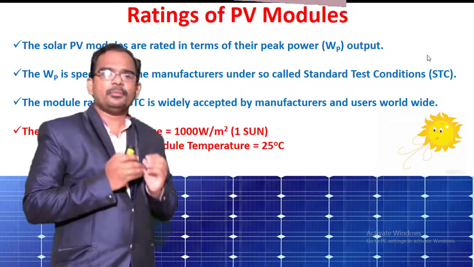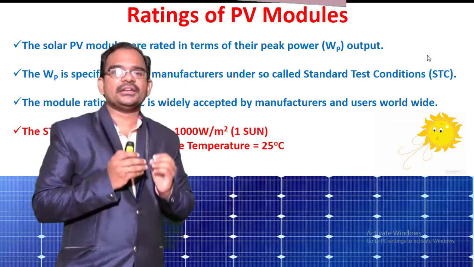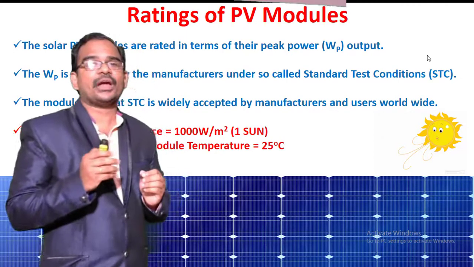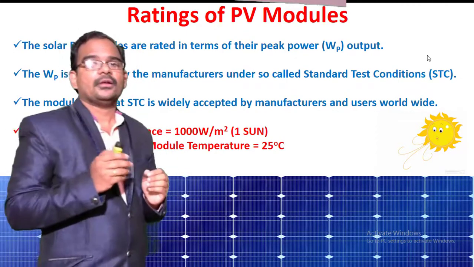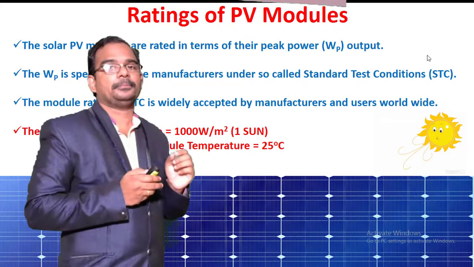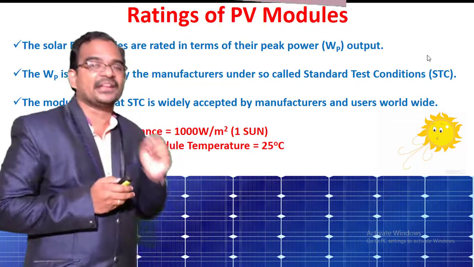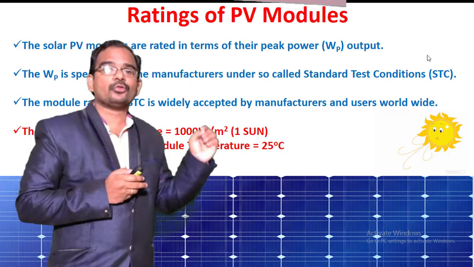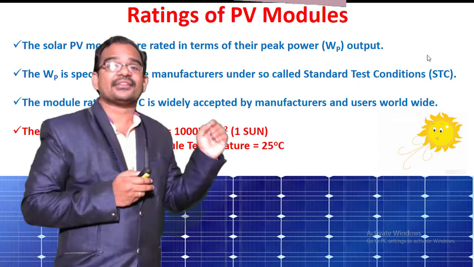The solar PV modules are rated in terms of their peak power. W with the suffix P. What do you call that unit? Watt peak output. Peak power output is watt peak. The watt peak is specified by the manufacturer under so-called standard test conditions.